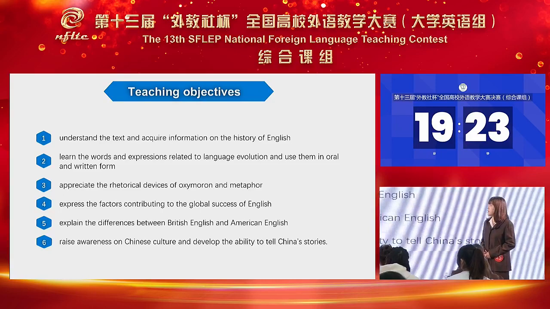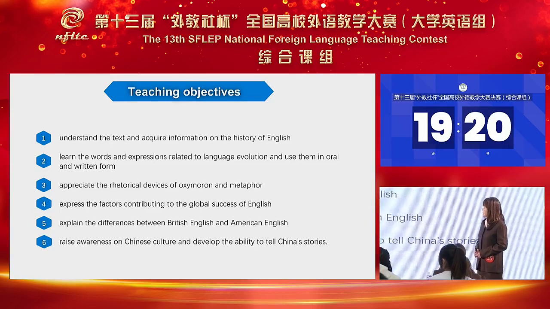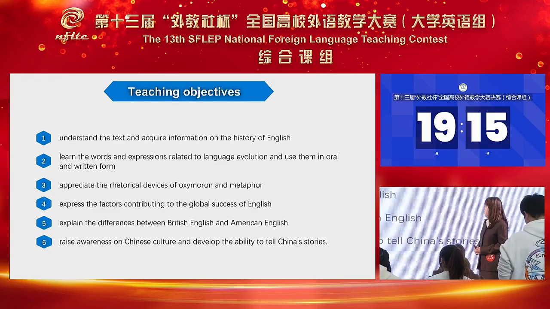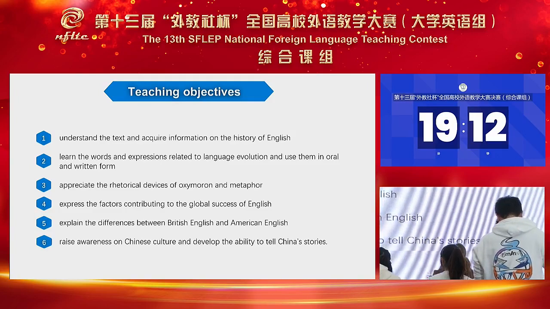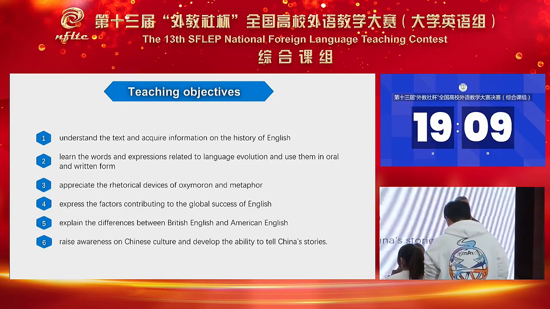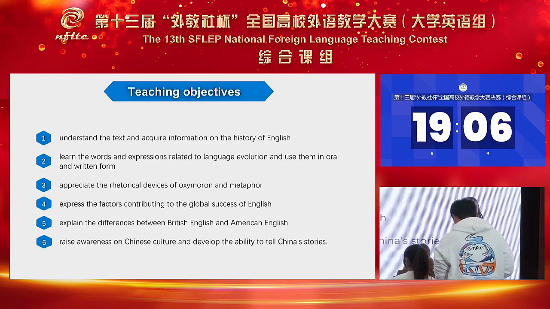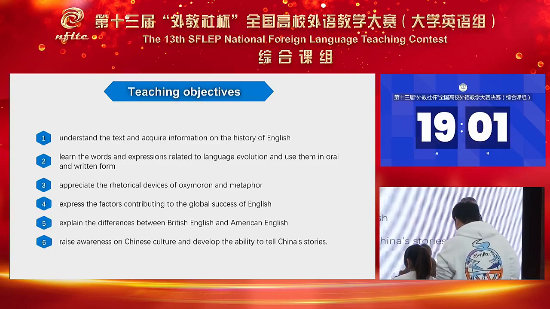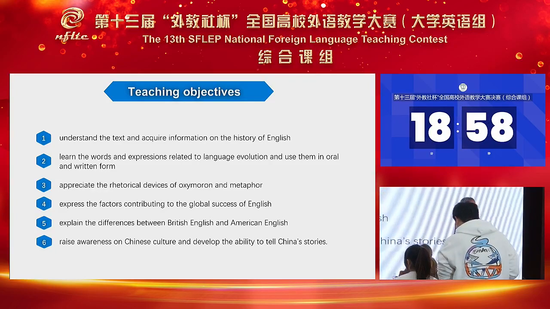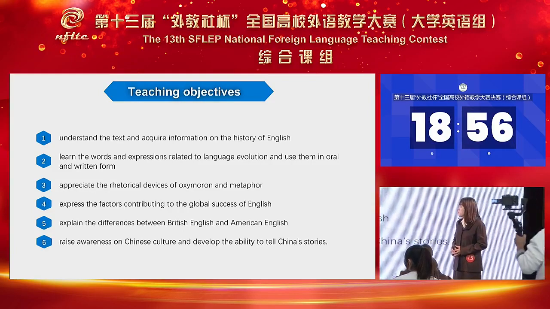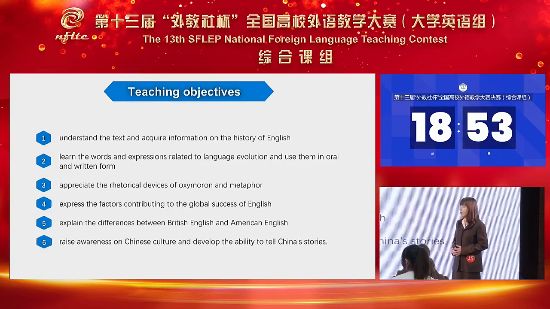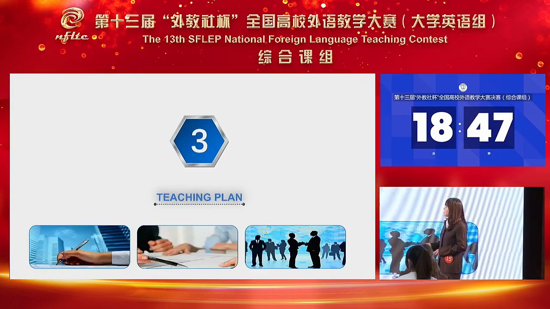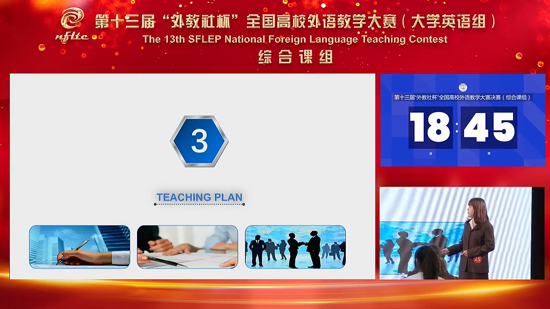By the end of the whole unit, the students will be able to understand the text and acquire information on the history of English, learn the words and expressions related to language evolution, and use them in their daily life, appreciate the rhetorical devices of oxymoron and metaphor, express the factors contributing to the global success of English, explain the differences between British English and American English. Lastly, they will raise their awareness of Chinese culture and develop the ability to tell China stories in the long run. Thirdly, I would like to talk about my teaching plan.